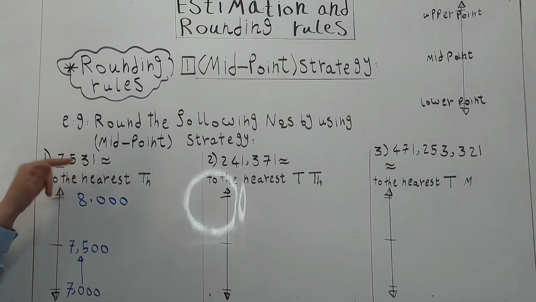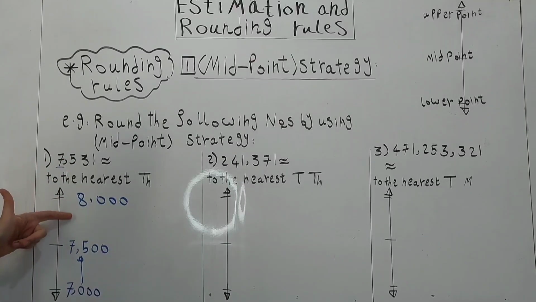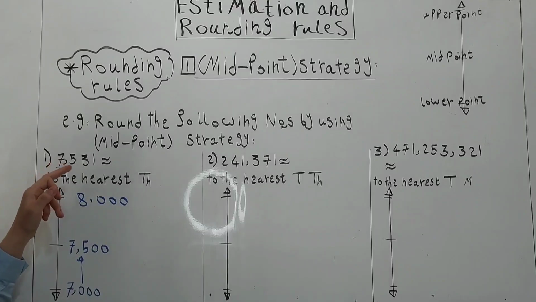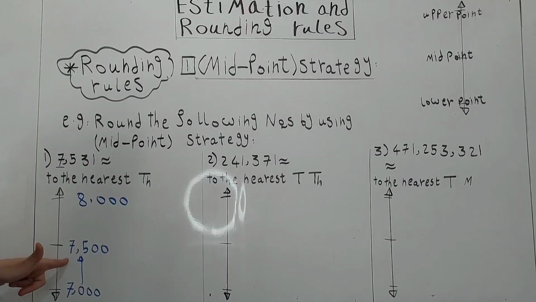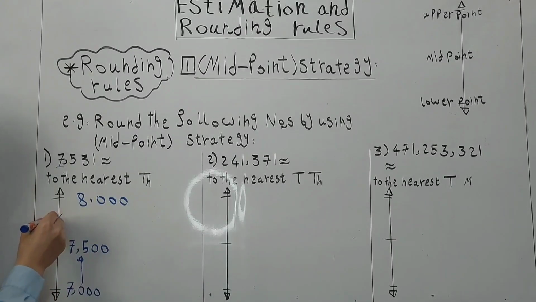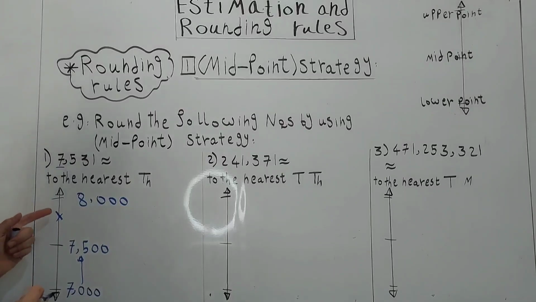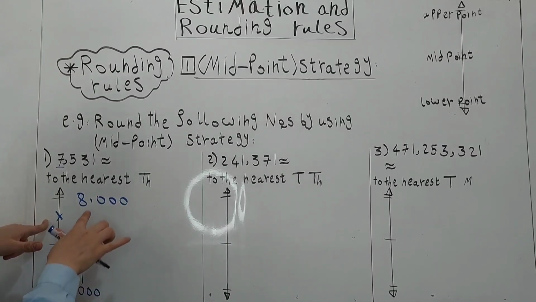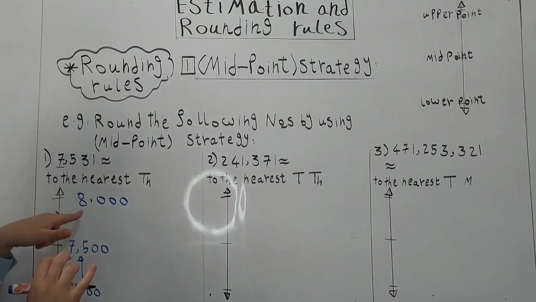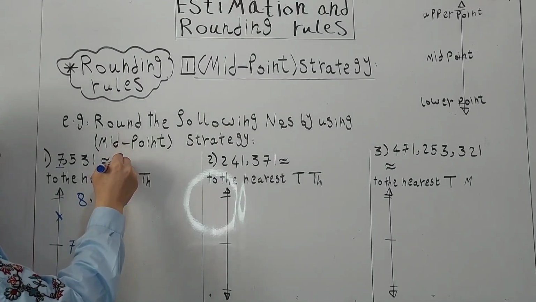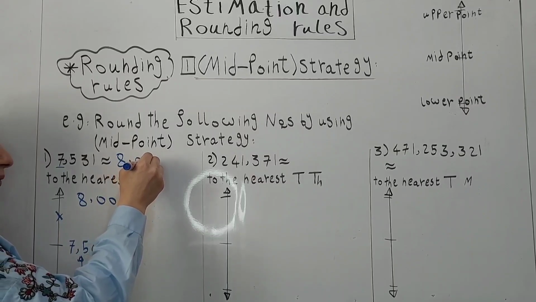Now, is this number above the midpoint or below the midpoint? 7,531 is greater than 7,500. So this number is above the midpoint. So this number is closer to the upper point. So this number approximately equals 8,000.